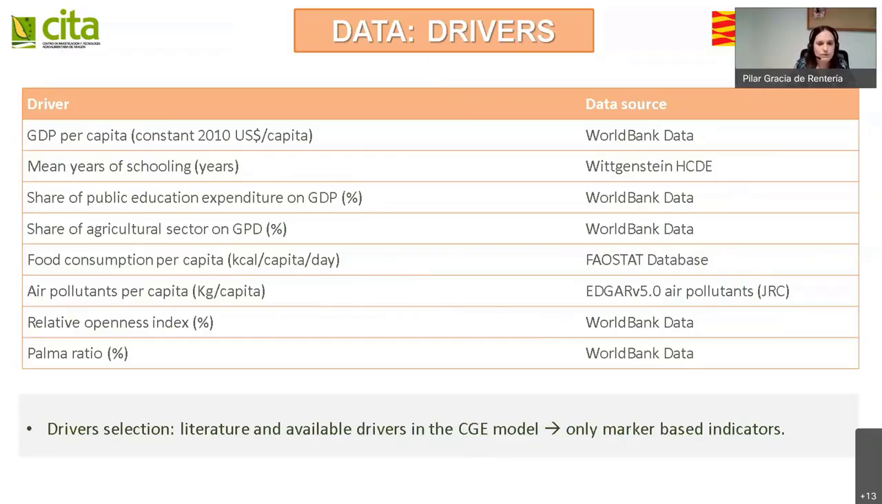And data for all these variables are drawn from the World Bank Development Indicators database, except for the food consumption that comes from the food balance sheet of the FAOSTAT database, and the air pollutants information that comes from the air pollutant database from the Joint Research Center.